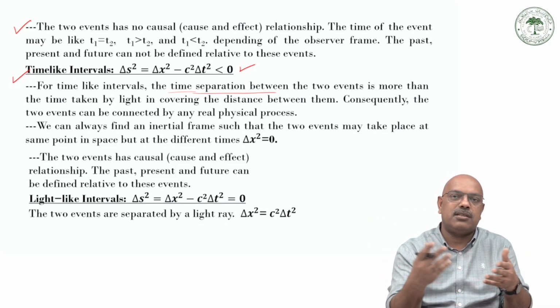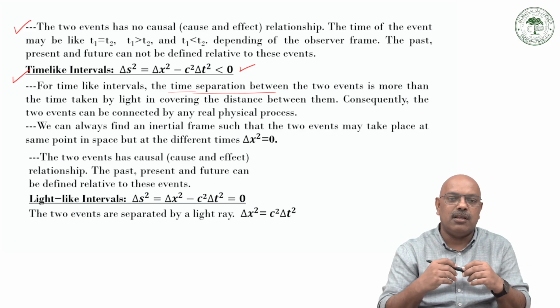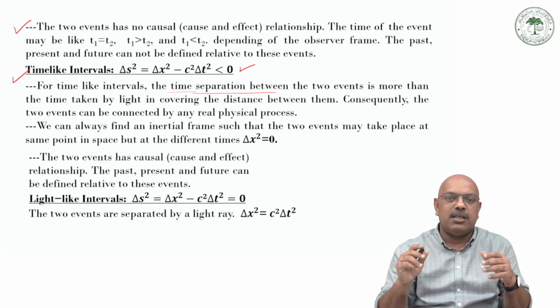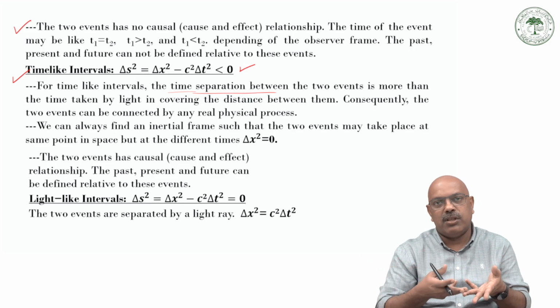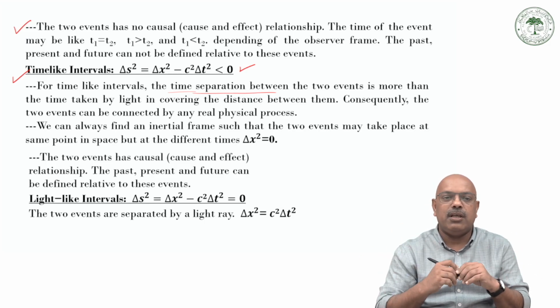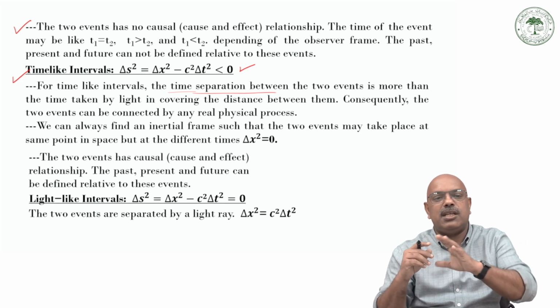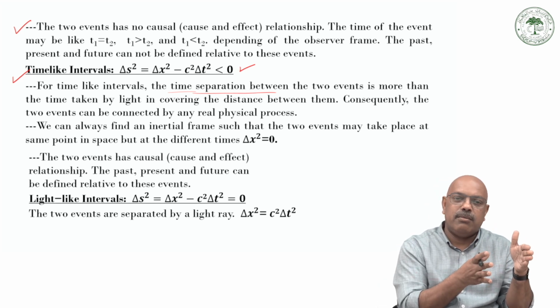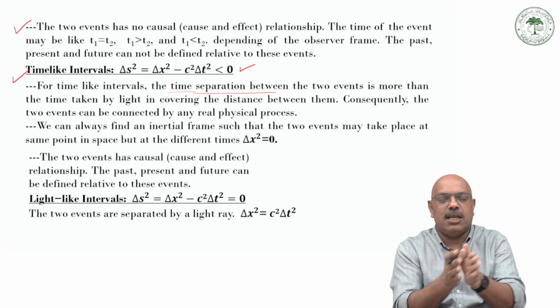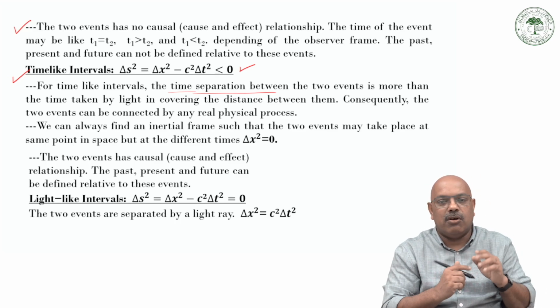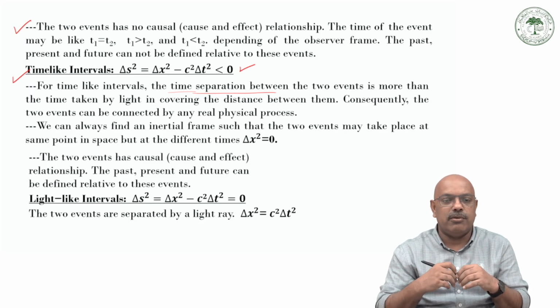So we cannot set up a relationship between those two events. But in time-like intervals, where the time separation between the two events is more than the time taken by the light to travel between these two events, we can always find an inertial frame such that the two events may take place at the same point in space but at different times. That is, the same point, delta x is equal to 0, and different time, delta t is not equal to 0. So this will also be going to understand.